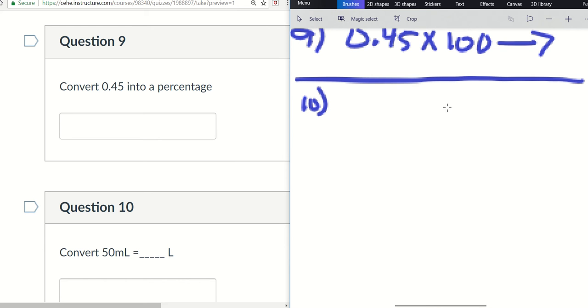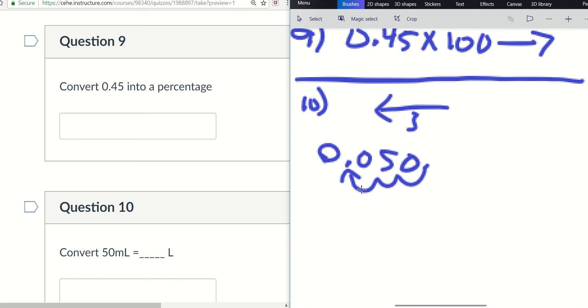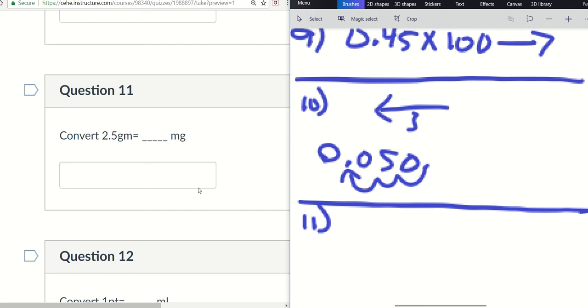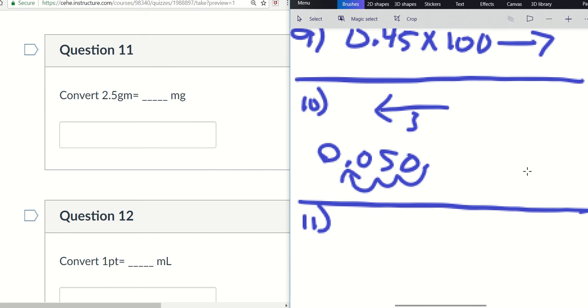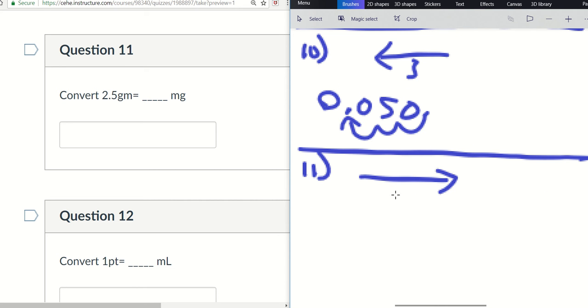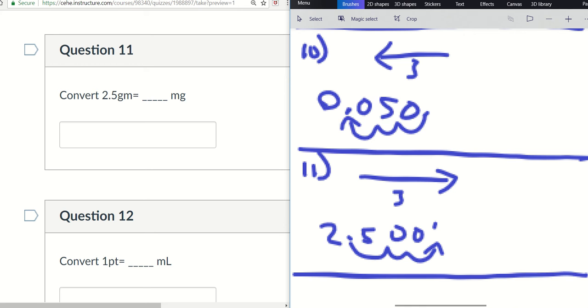mLs to liters, so that's going to be 3 spaces to the left. So 50. Move it 1, 2, 3. Make sure you document it appropriately. Grams to milligrams. Tell me, how many spaces left to right? Yep, 3 to the right. So 2.5. We'll move this guy 1, 2, 3. There's its new home. Fill in your zeros.